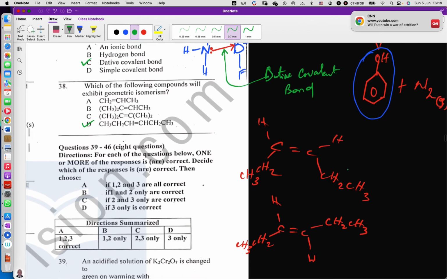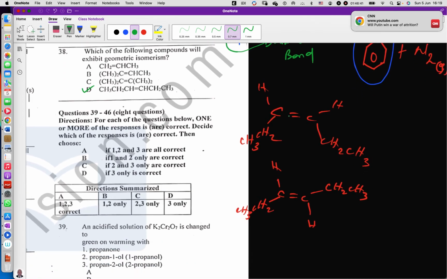Like in this case here, this is trans isomerism. This is trans, and this we will call cis. This is the cis isomer, and this is the trans isomer.